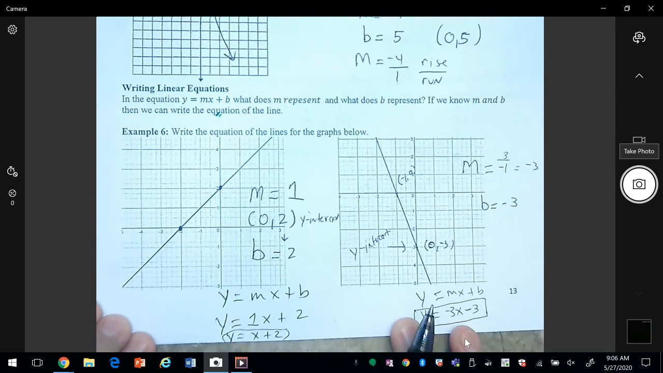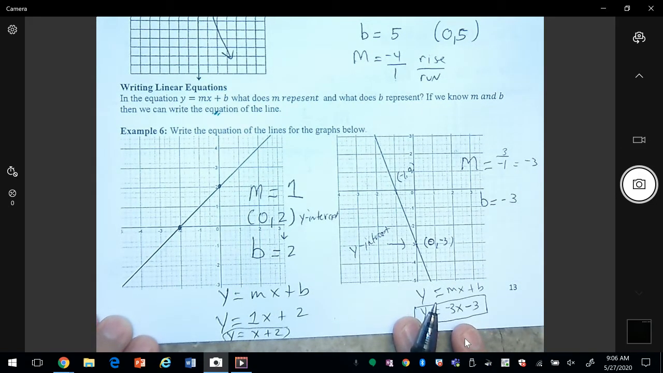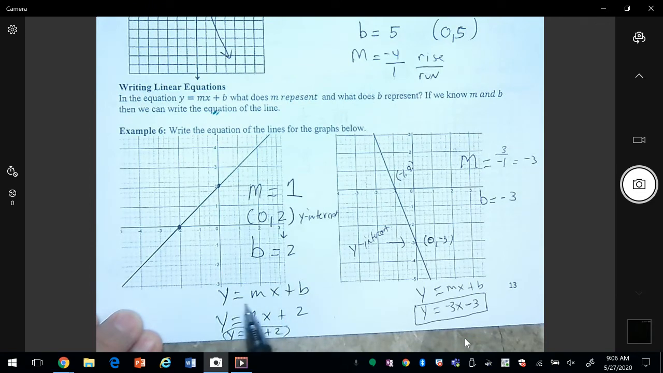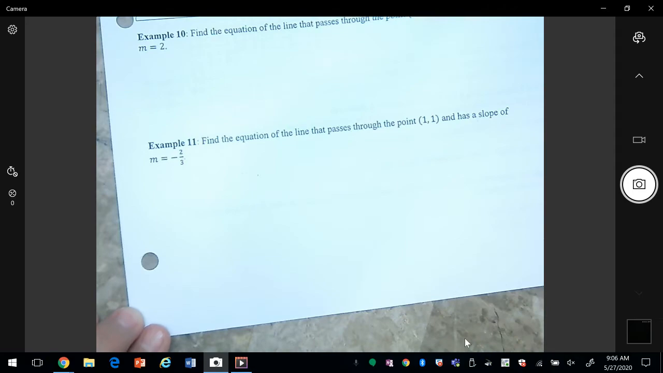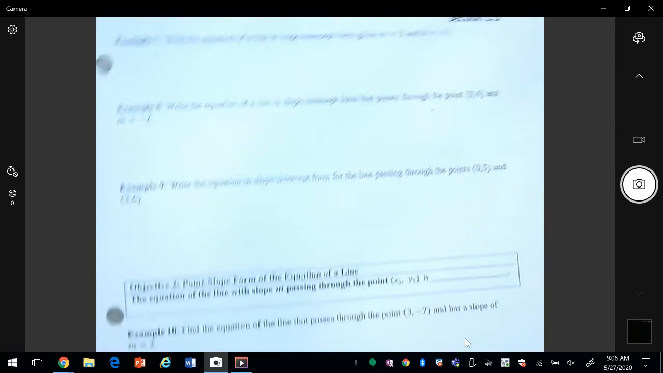In the last video, we finished by writing linear equations, and we talked about needing a slope and a y-intercept in order to write the equation. So today we'll continue with that idea. So we look at example 7.